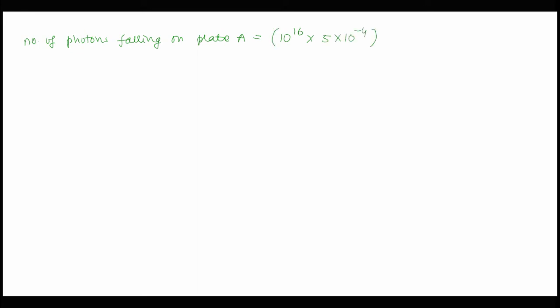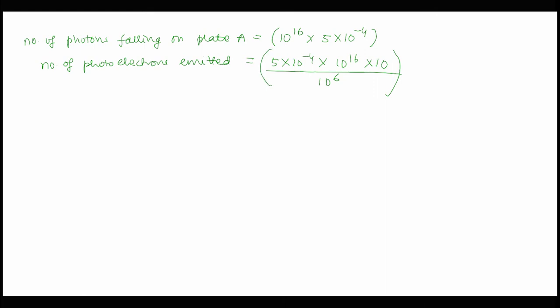So the number of photoelectrons emitted can be calculated easily. So the number of photoelectrons emitted in the 10-second time can be calculated in this way, 10 to the power 16 into 10. Now for every 10 to the power 6 photon, one photoelectron is emitted. So we are dividing by 10 to the power 6. So the value we obtain for the number of photoelectrons emitted is 5 into 10 to the power 7 photoelectrons.